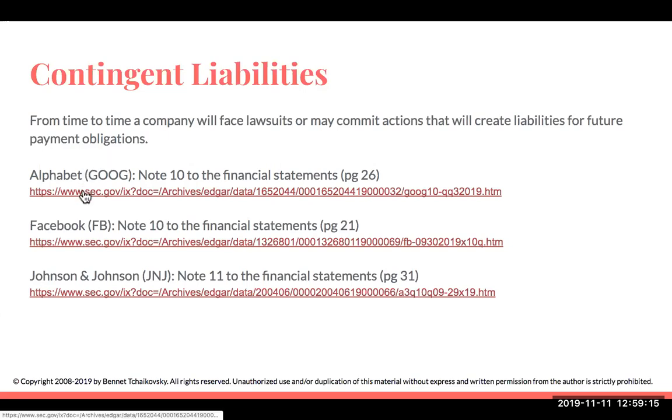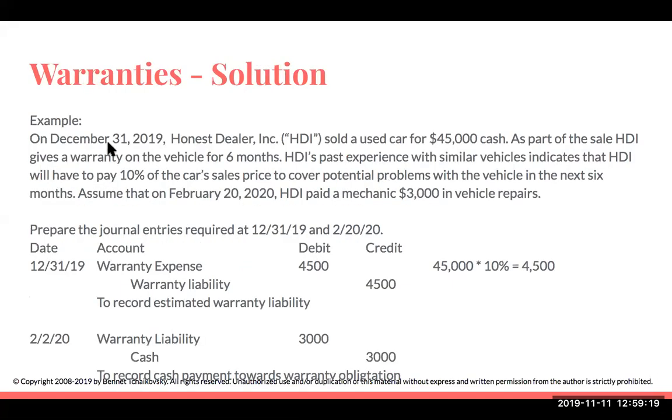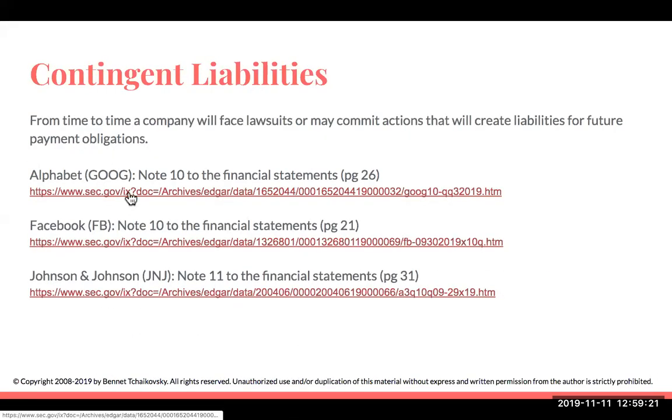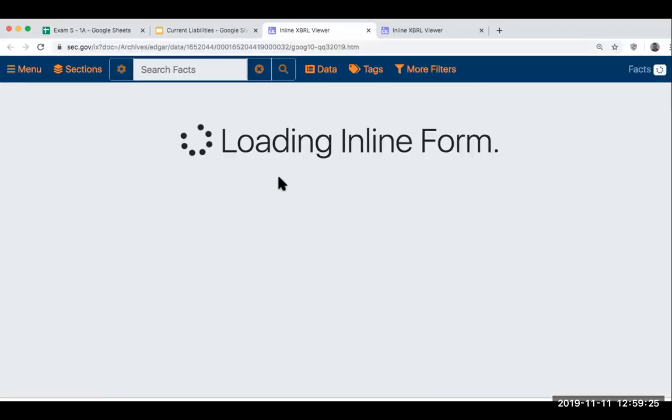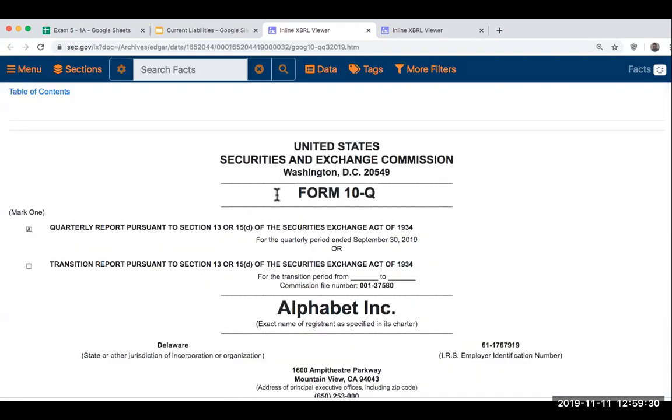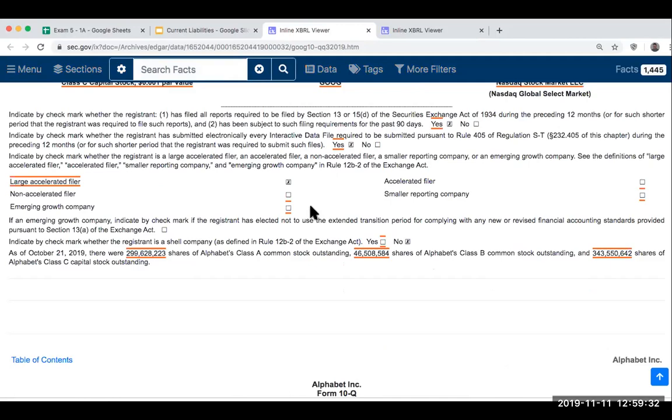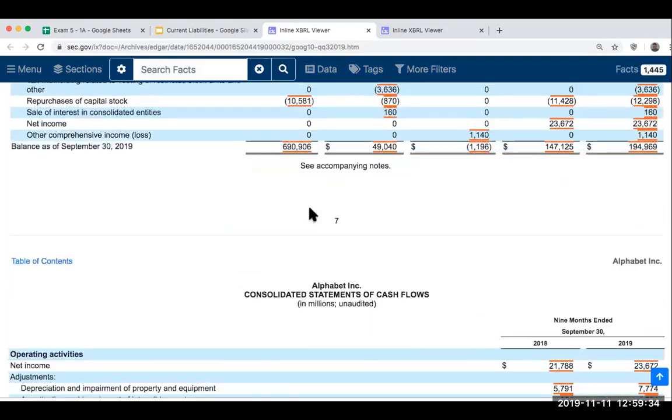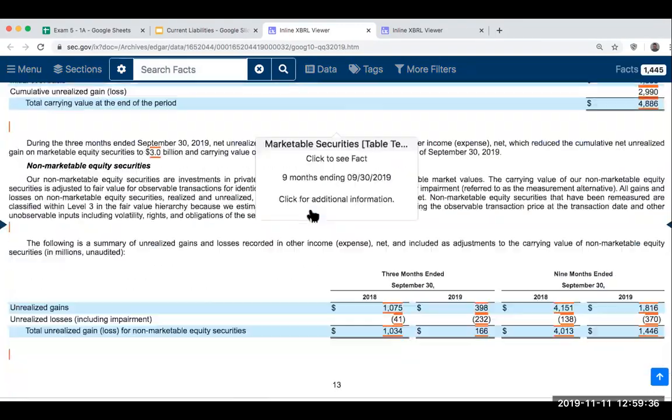So I pulled a few different examples here, and let's take a look at them. Alphabet, which is Google, we're going to pull this up right over here. When I look at the quarterly report for Google, which is Alphabet, I'm going to go over here to page 20.